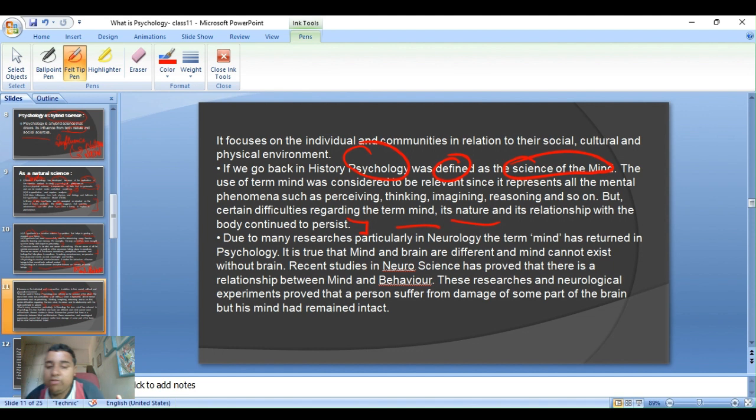ठीक है, ये सच है कि माइंड और ब्रेन अलग चीज है, but एक दूसरे के बिना नहीं रह सकते, ब्रेन के बिना नहीं रह सकते. Recent studies, neuroscience has proved that there is a relationship between mind and behavior. These researchers and neurological experiments prove that a person suffers from damage of some part of the brain but his mind remained intact. मतलब अगर मान लो किसी इंसान का some part of the brain डैमेज हो गया और जो mind है remained intact, मतलब mind को कुछ नहीं हुआ.